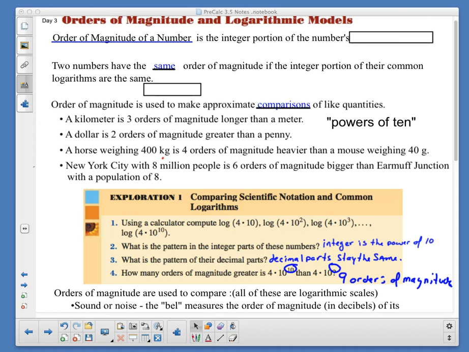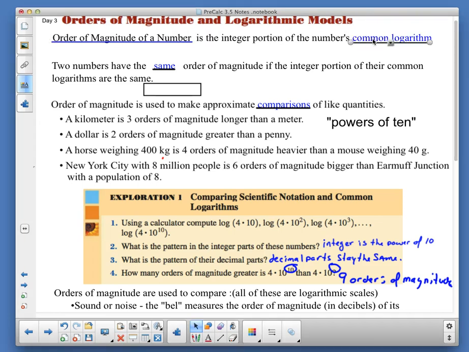The order of magnitude of a number is the integer portion of that number's common logarithm. Two numbers have the same order of magnitude if the integer portion of their common logarithms are the same. And that integer portion would be our power of 10. The order of magnitude is used to make approximate comparisons of like quantities. A kilometer is 3 orders of magnitude longer than a meter.